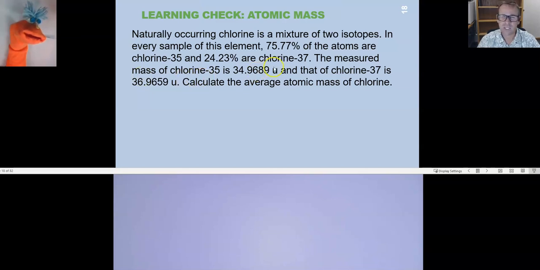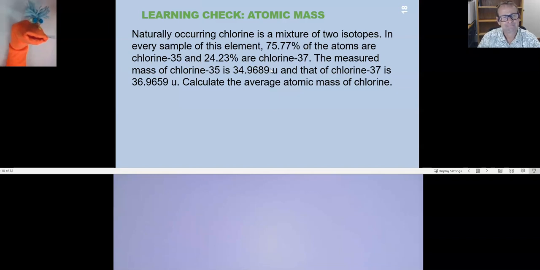Now, why can't you just take the average here? Well, I don't know. Why can't you? Well, it's because I don't just have two atoms. If I did just have two atoms, one with a mass of 37 and one with a mass of 35, then I could add them together and divide by 2. That would be the correct way to approach this problem.